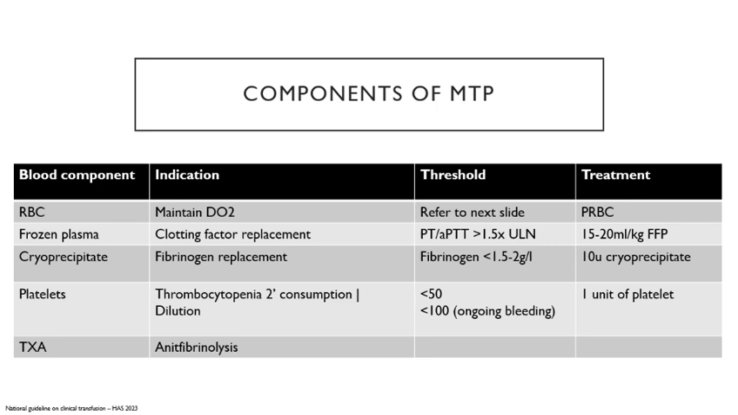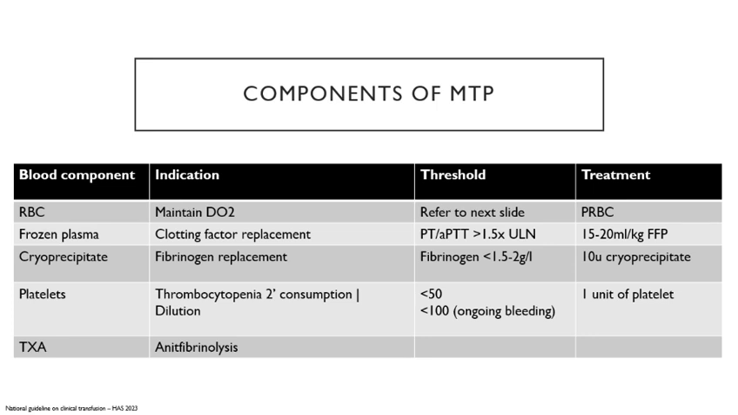Fourthly, we have platelets. Given when the patient has thrombocytopenia secondary to consumption or dilution, and the threshold will be less than 50, or less than 100 with signs of ongoing bleeding. And lastly, we have tranexamic acid given for antifibrinolysis.